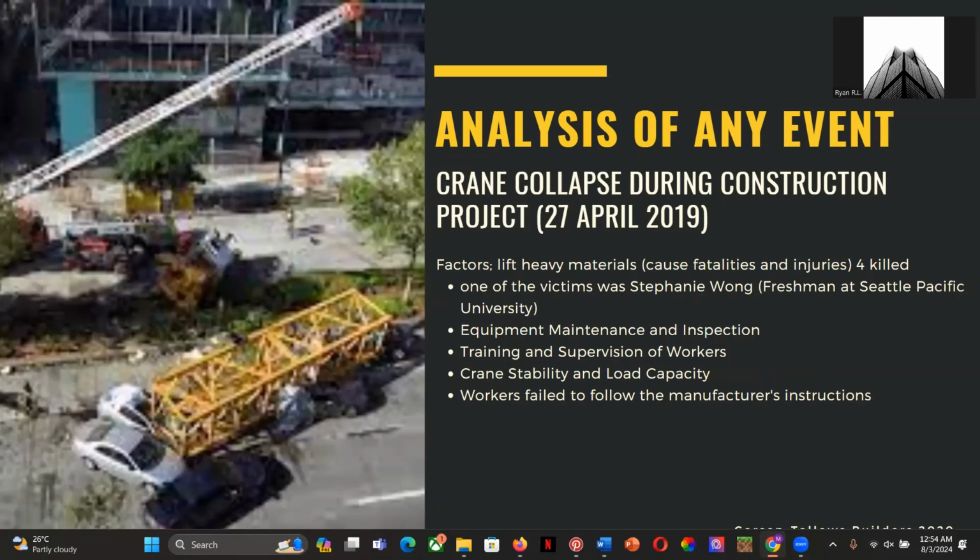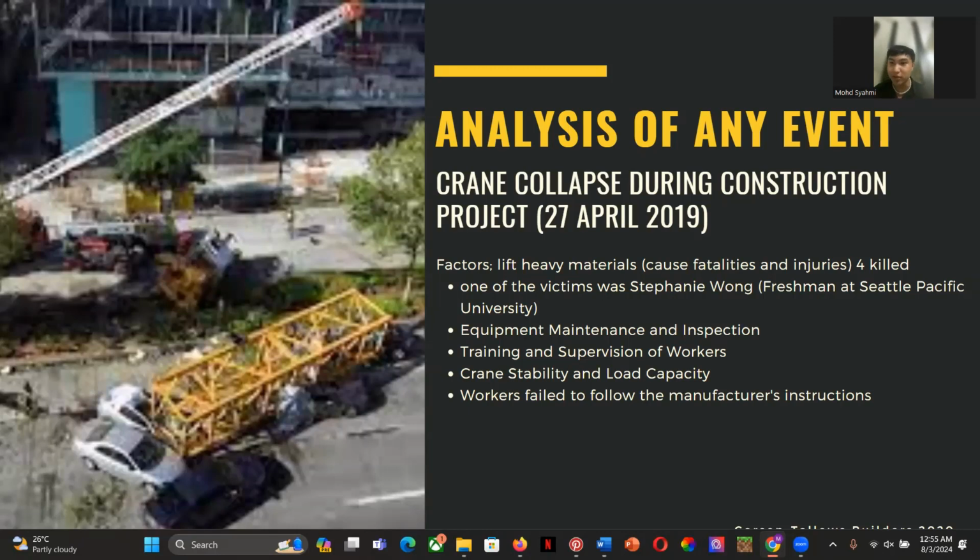So, why did the crane collapse happen? It is because of equipment maintenance and inspection, lack of inspection for this equipment. Maybe the crane electrification was not in good condition, which means maybe the crane system malfunctioned, which caused it to collapse. And during the construction, there was no proper inspection.